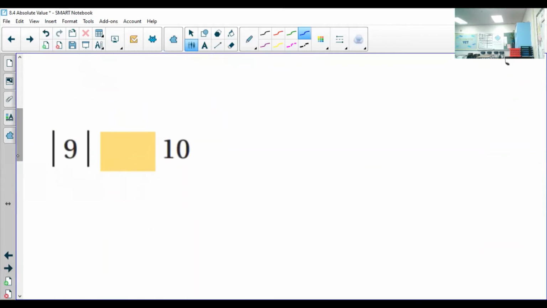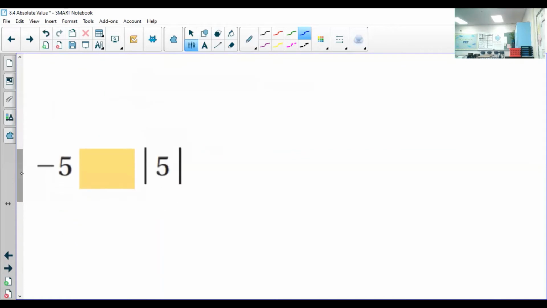This time we have the absolute value of 9 compared to 10. So we solve the absolute value. How far away is 9 from 0? It's 9. What's bigger, 9 or 10? 10. So we use our little alligator mouth to the 10, or less than sign.